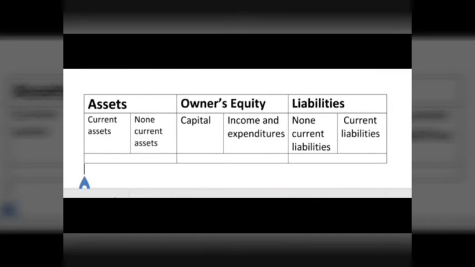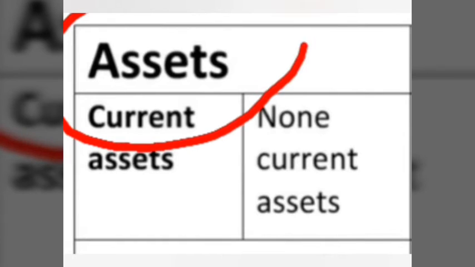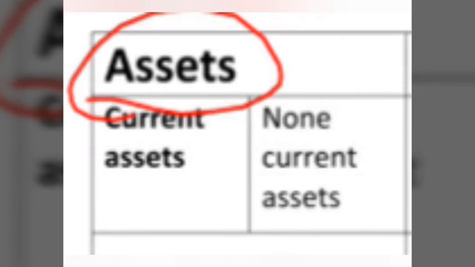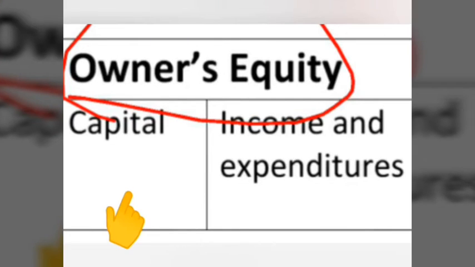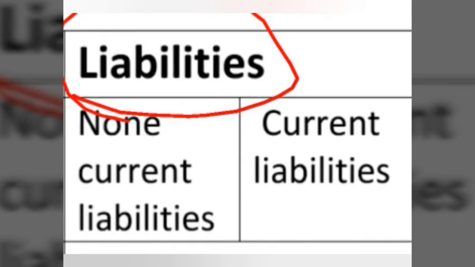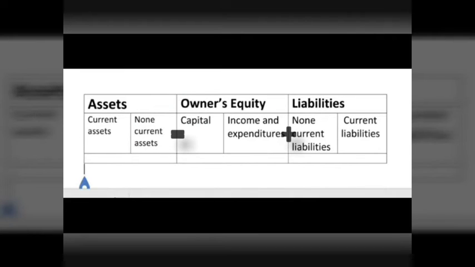Here we have our accounting equation. Our accounting equation consists of assets, and under assets we have current assets and non-current assets, equals owner's equity, and under owner's equity we have capital, income and expenditures, plus liabilities, and under liabilities we have non-current liabilities and current liabilities. Let's look at our accounting equation.